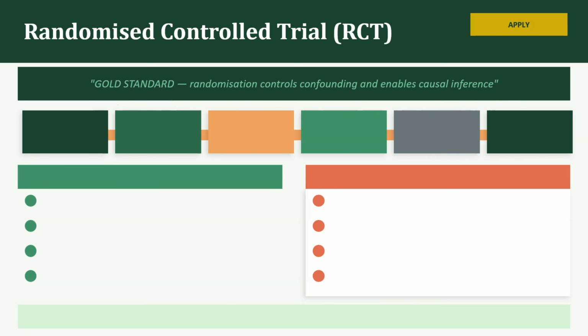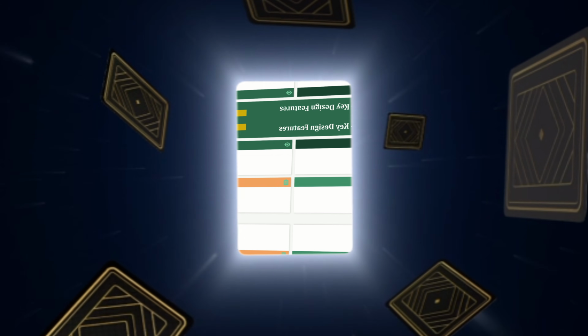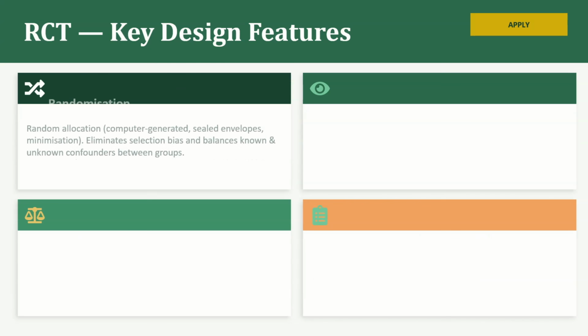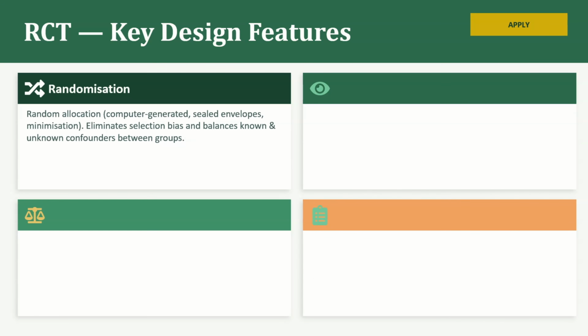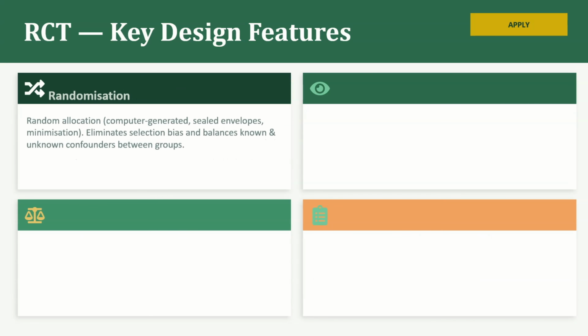Here's how it works. You take a group of eligible patients, you randomize them, like flipping a coin, into two groups. One gets the new treatment, the other gets a placebo or standard care. Then you measure the outcome. Why is randomization so powerful? Because it balances everything, known and unknown confounders, age, smoking, genetics, all spread equally.